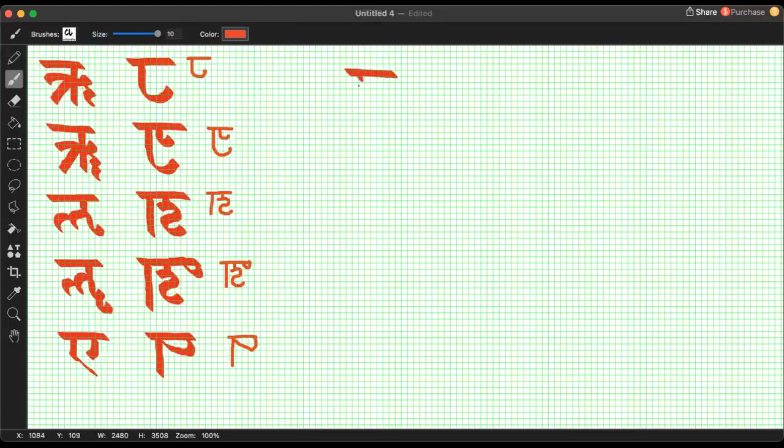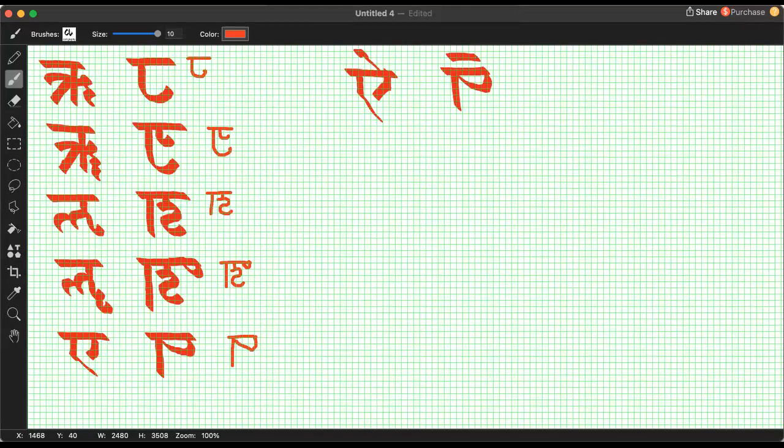Next, we learned I in Sharada. First, draw Shiroreka. Draw A first with this deep U and then connect it at the center of this where the horizontal and vertical meets. On the top, leave some space and then just draw a small line. This is I.